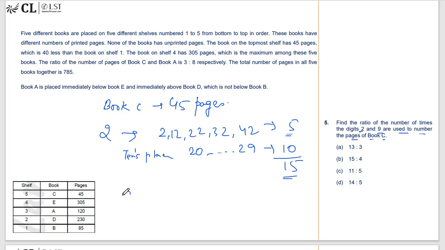If we talk about 9, then it's 9, 19, 29, and 39. 9 would not be used at tens place because the number of pages is only 45. So we won't be going to the 90s line. So 9 has been used 4 times. The ratio is 15 is to 4. Option B here.